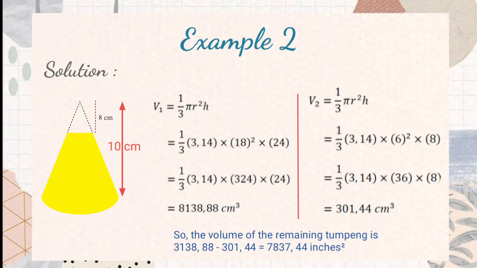So, the volume of the remaining tumpeng is 8138.88 minus 301.44 equals 7837.44 centimeters cubed. Okay, hopefully you understand these two examples.